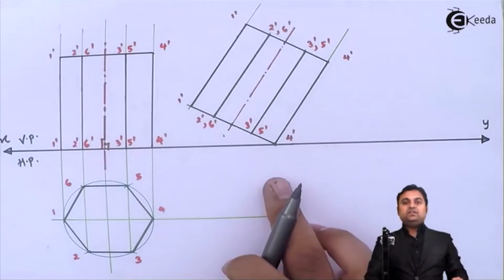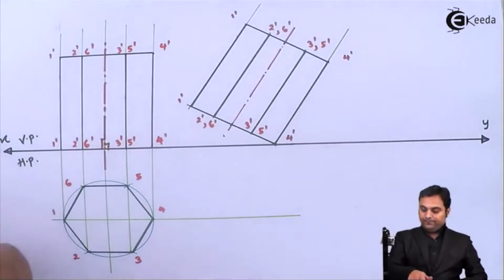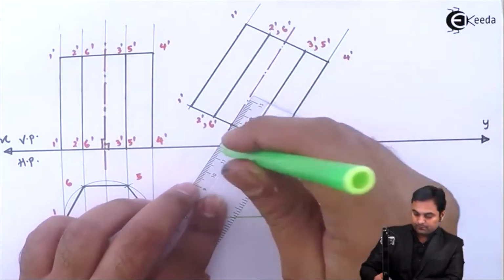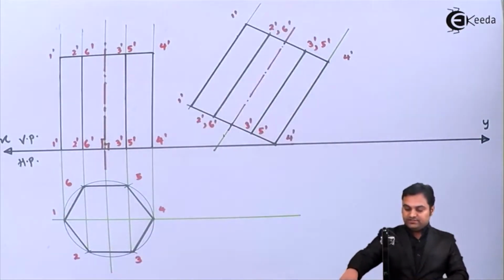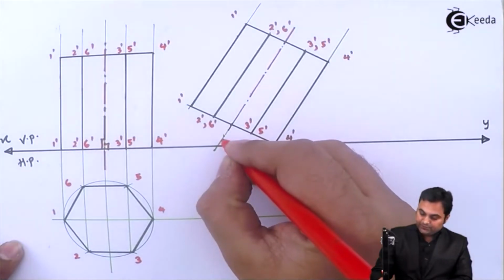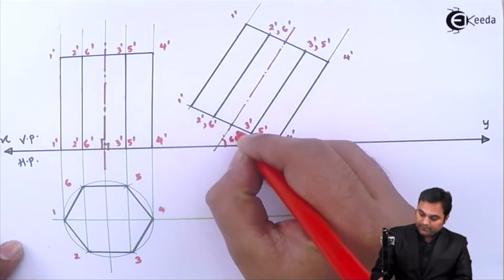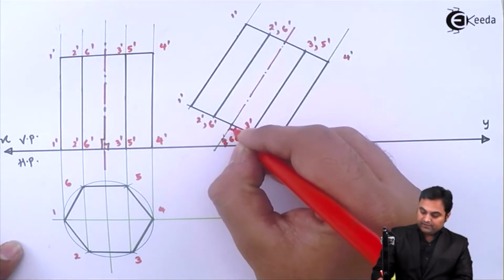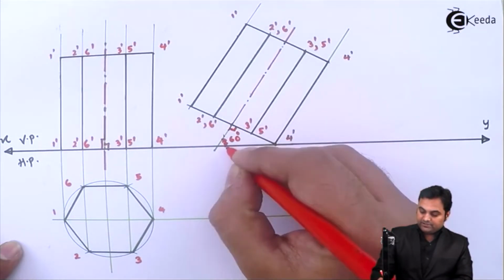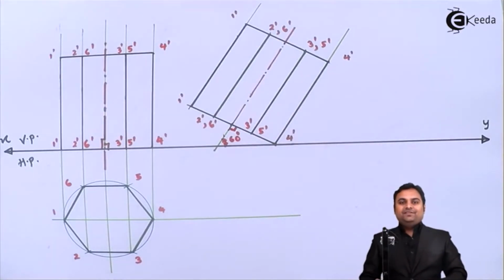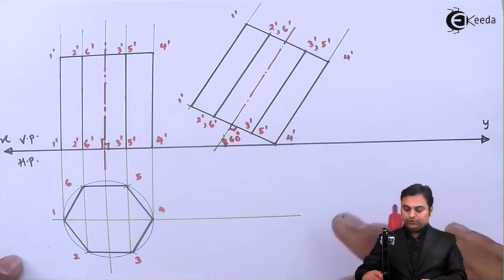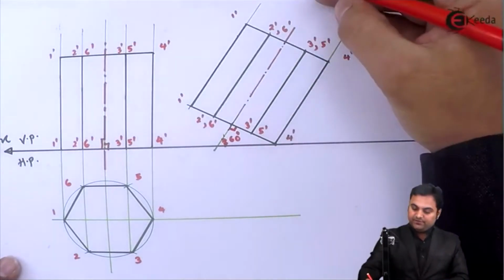Now, this is the inclined hexagonal prism. Its axis is making an angle of 60 degrees to HP, seen in VP. So the base was inclined at 30 because this angle is 90. So 90 minus 30, that gave us 60. Next, after this, we need to draw the top view for this inclined prism.